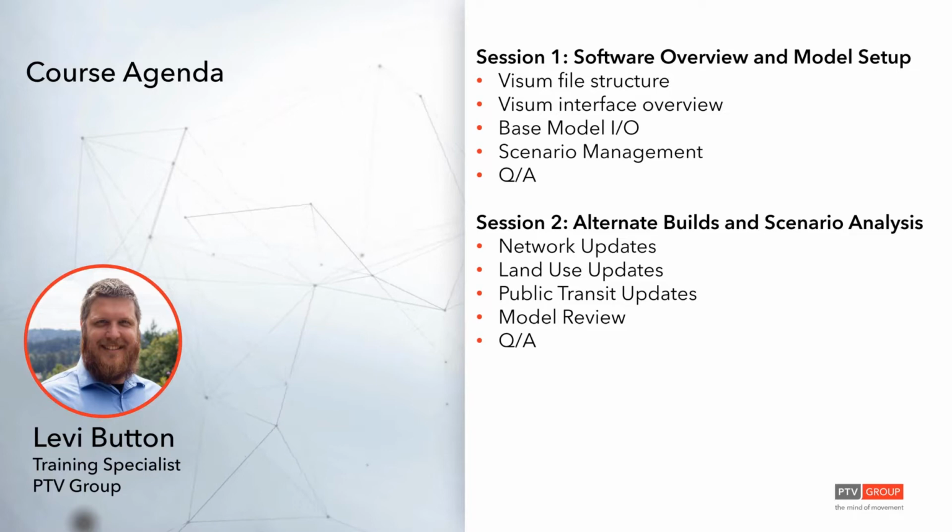Tomorrow we're going to be talking about different alternative builds and more about scenario analysis. So we're going to be exploring how to make network updates and apply those updates to various scenarios, how to make various land use updates, and then talk about how to make public transit updates with regard to new public transit lines and new public transit stops. And then we'll finish off the course with model review. So if you're a reviewer or somebody who is project manager, how would you look at the various scenarios, compare the analysis results, and see what major changes have come in the course of your modeling projects?